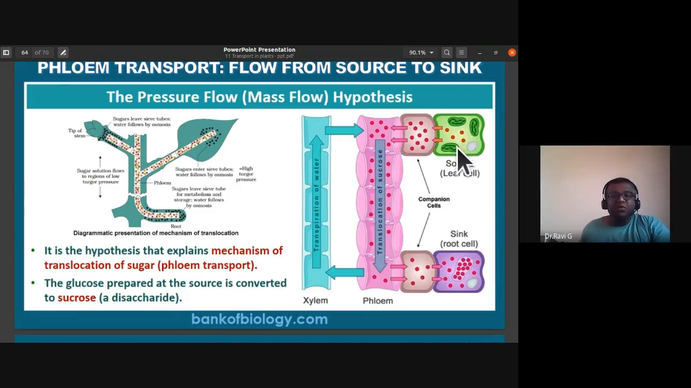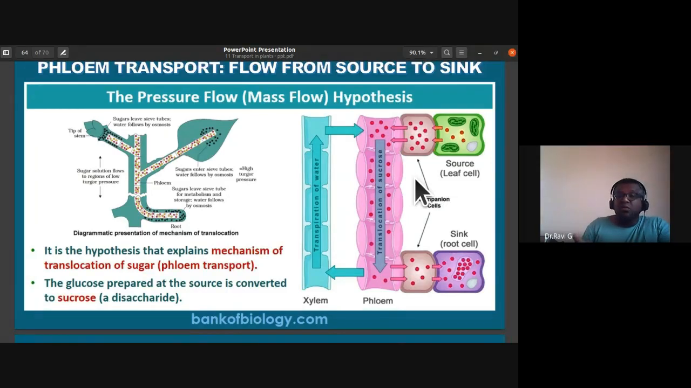Okay, so the glucose is prepared at the source region, that is the leaf. It is converted to sucrose, a disaccharide. Then the companion cell is loading it into the sieve tube. There is expenditure of energy. I told you about loading and unloading, vein loading and vein unloading. It is similar to a truck which is filled with sand by the laborers at the loading point, and at the unloading point the laborers unload it. So there is expenditure of energy at both ends. You can compare it with that. So there is vein loading and unloading.